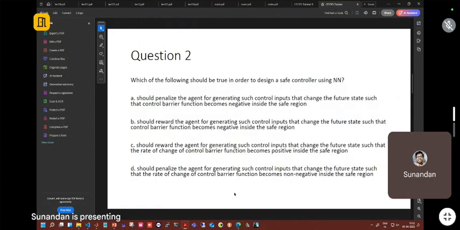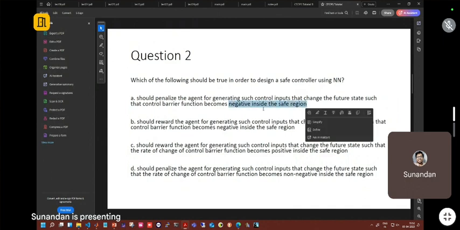Question 2: which of the following should be true in order to design a safe controller using MDP? We just learned about it. Should penalize the agent for generating such control inputs that change the future state such that the control barrier function becomes negative inside the safe region. So is this true or false? What do you think?